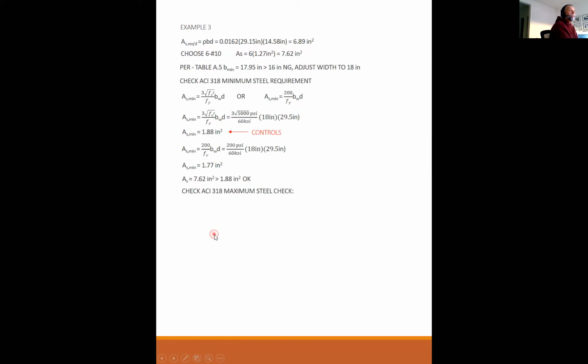Check my maximum steel. Going through the same exercise, there's the same problem. Let me write that down real quick. Slide 293.